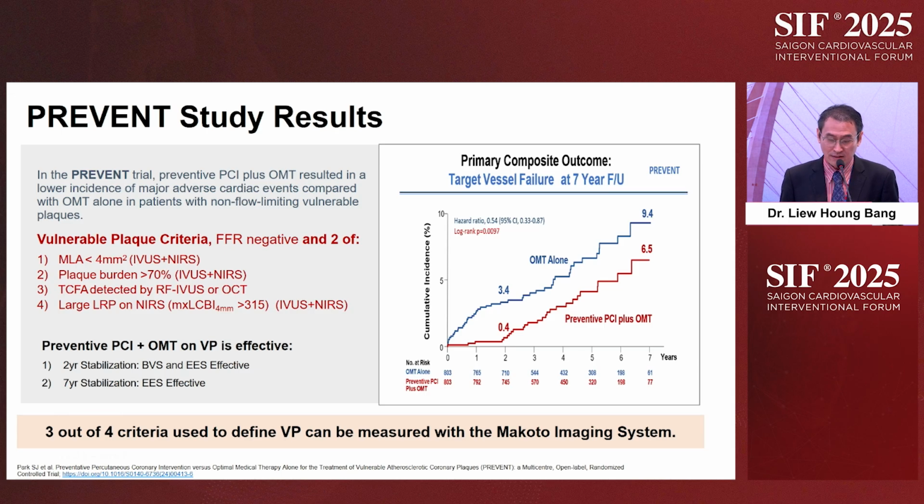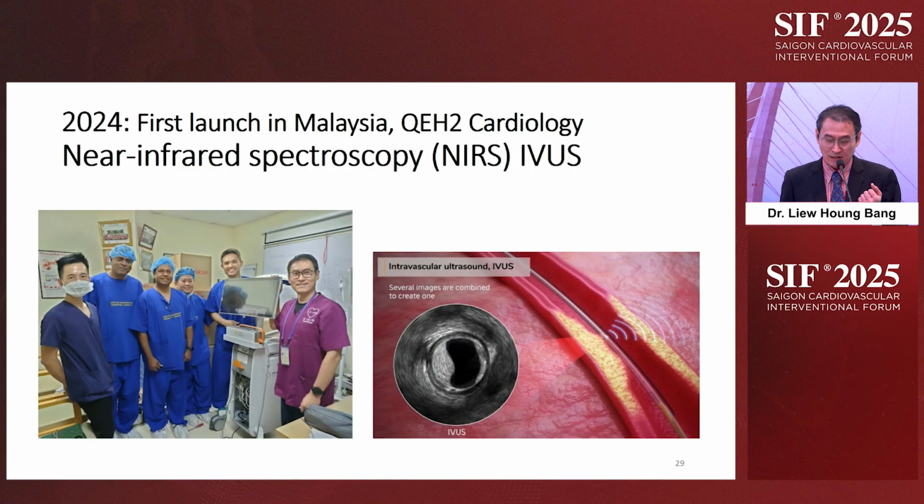And this is one of the studies that looked at the plaque criteria based on IVUS, OCT, and NIR. So four criteria, as we heard: MLA of less than 4 millimeters squared, plaque burden of more than 70%. But on top of that, we look at whether there's evidence of TCFA, thin cap fibroatheroma, from OCT, a cap of less than 65 microns, or when we have NIR, LCBI of more than 315. So we have this technology now in Malaysia, and we have used some of them.